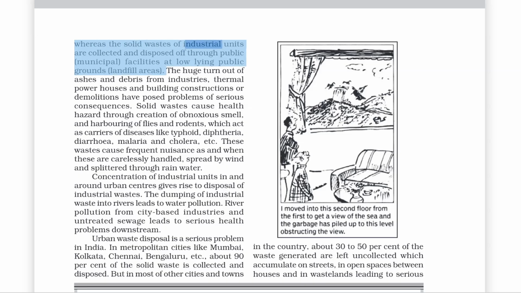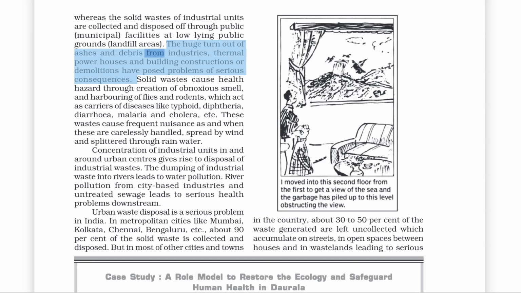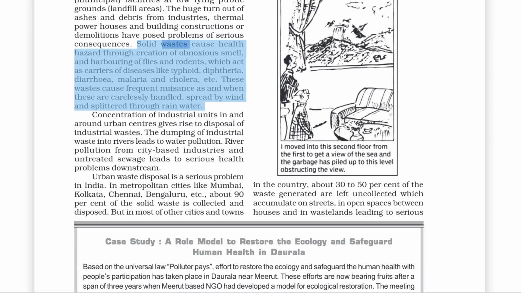Whereas the solid wastes of industrial units are collected and disposed off through public municipal facilities at low-lying public grounds, landfill areas. The huge turnout of ashes and debris from industries, thermal powerhouses and building constructions or demolitions have posed problems of serious consequences. Solid wastes cause health hazard through creation of obnoxious smell and harboring of flies and rodents, which act as carriers of diseases like typhoid, diphtheria, diarrhea, malaria and cholera, etc. These wastes cause frequent nuisance as and when these are carelessly handled, spread by wind and splattered through rainwater.